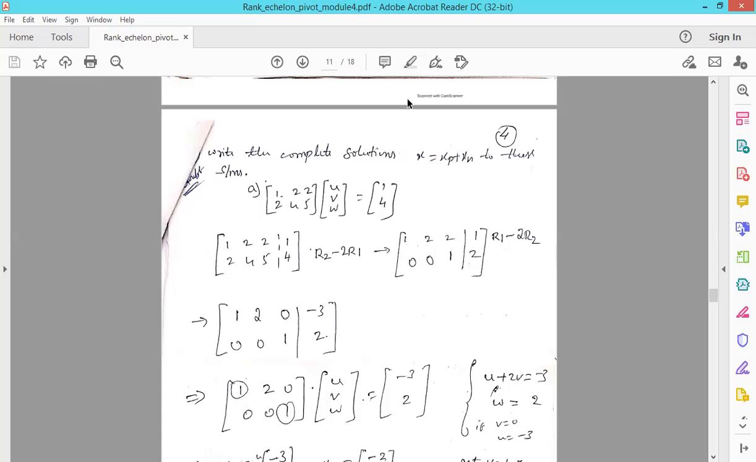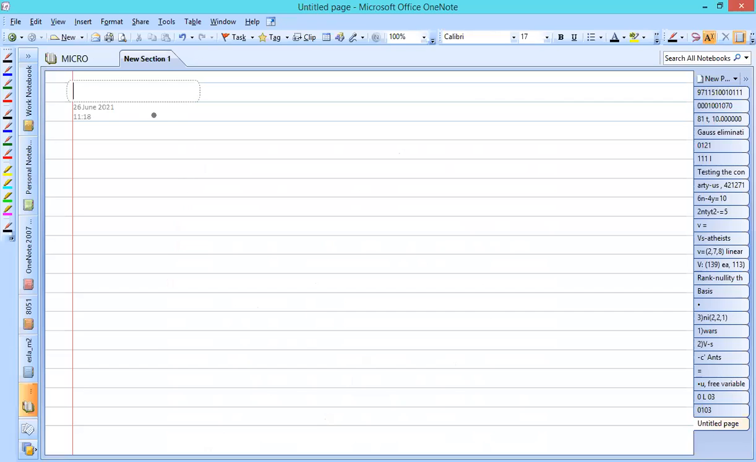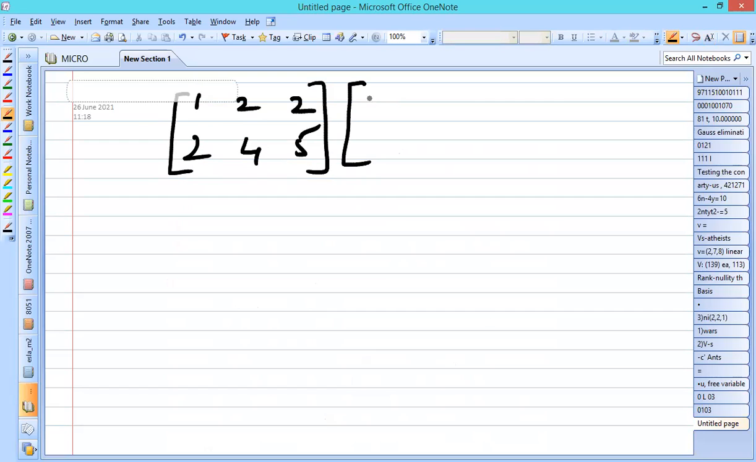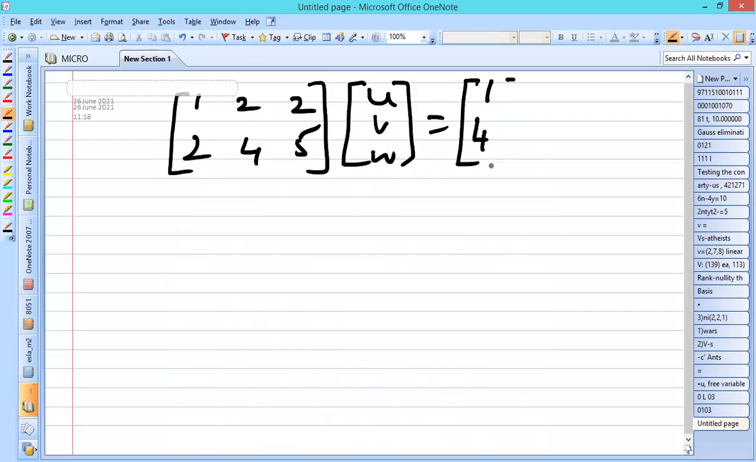So here we'll go with that. I just take a notebook and write the equation that has been given. We are given 1 2 2 in the first row, 2 4 5 in the second row, multiplied with UVW. As you can see, 3 columns are there, so 3 variables will be there, which is equal to B. B will have 2 values since 2 rows are there, so it will have 2 answers, 1 and 4.